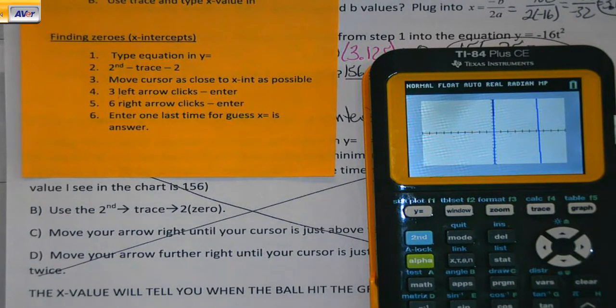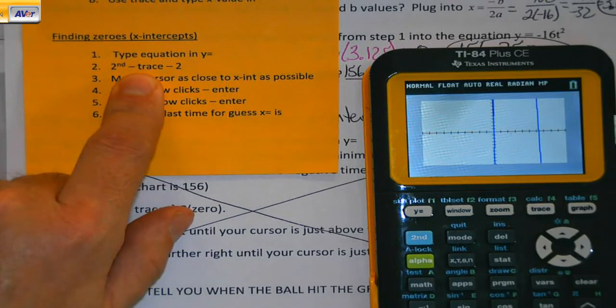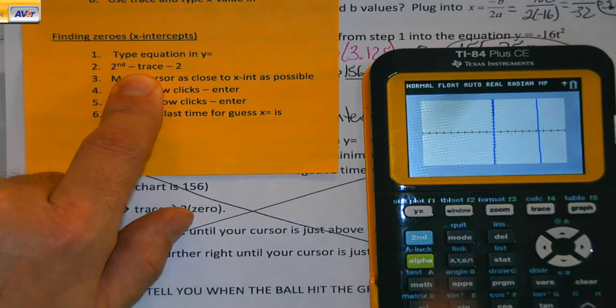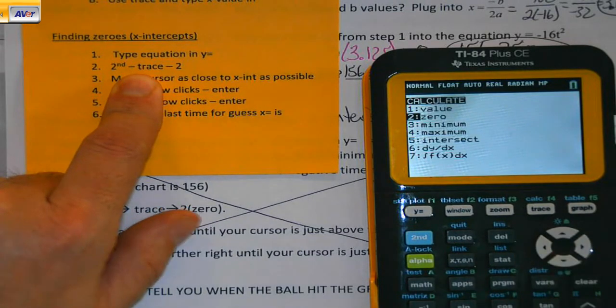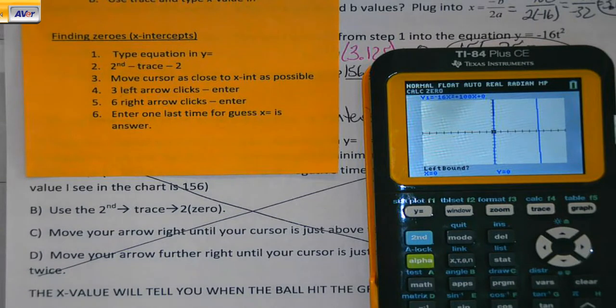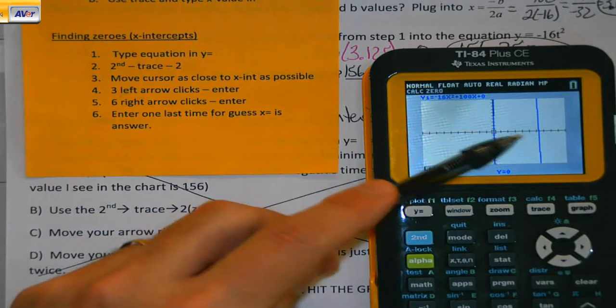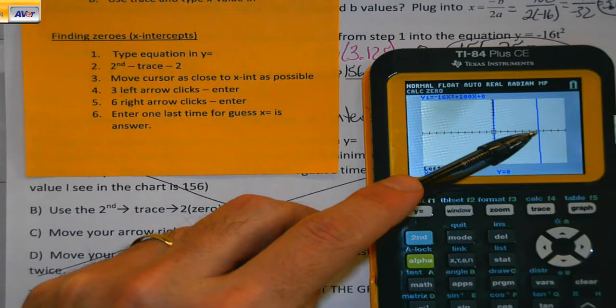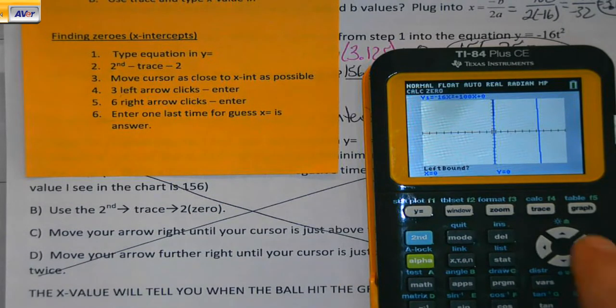But I need to know the exact value, and the chart's not going to tell me. So this is where I'm going to follow what I see here. Second, trace, and I want number 2. I'm looking for a 0. So this little cursor guy is going to show up. There he is, blinking. We are only going to be using the left and right arrows when we're doing this. My job is to get this little cursor as close to that value where it's crossing the x-axis as I can. This is going to drive some of you crazy at the start, but just stay with me. If I start hitting right to get over there, my cursor disappeared.